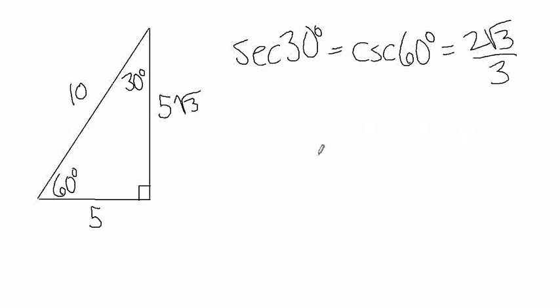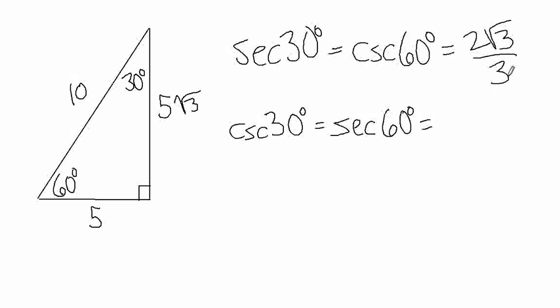Okay? Likewise, the cosecant of 30 degrees, according to the identities we just wrote down, corresponds to the secant of 60 degrees. And you can work both of those out, and you will see that both of those are equal to 2. For example, the cosecant of 30 degrees is equal to the length of the hypotenuse divided by the length of the opposite side, so 10 over 5, which gives 2.